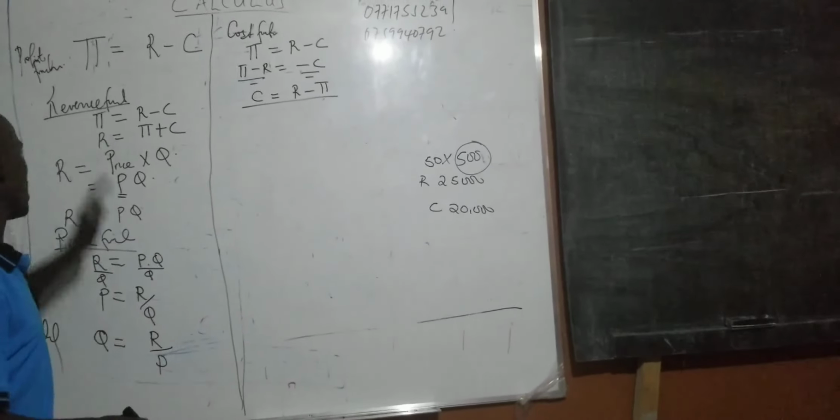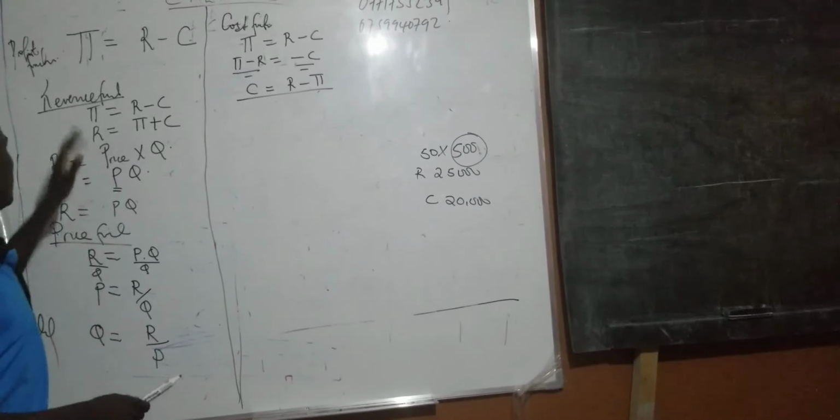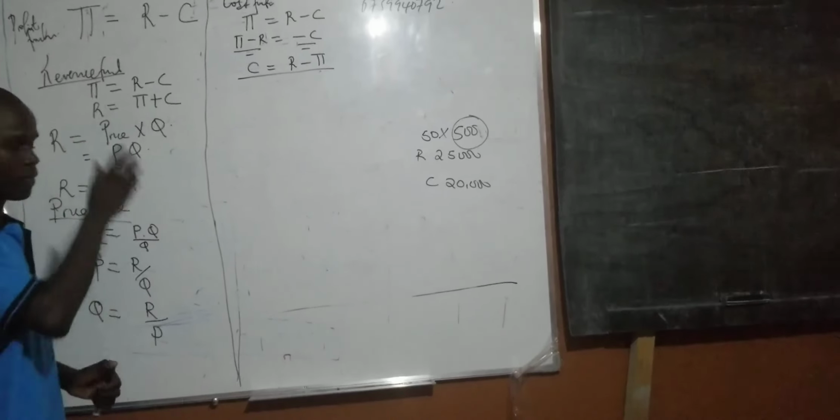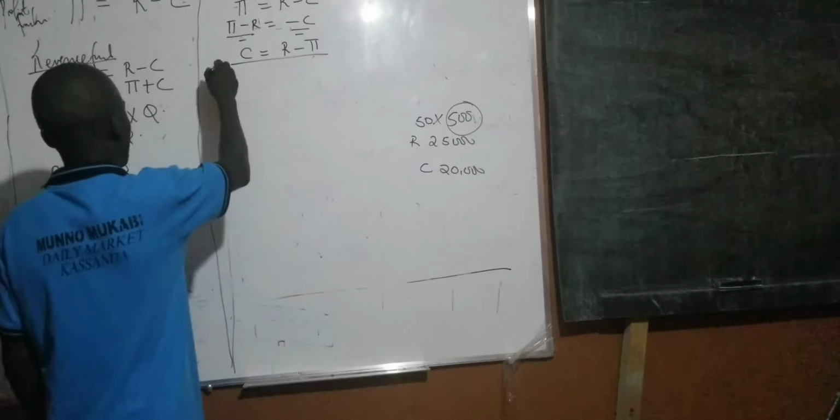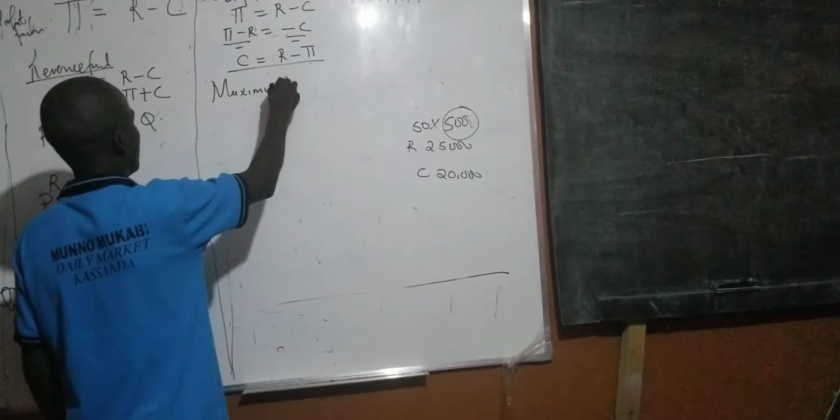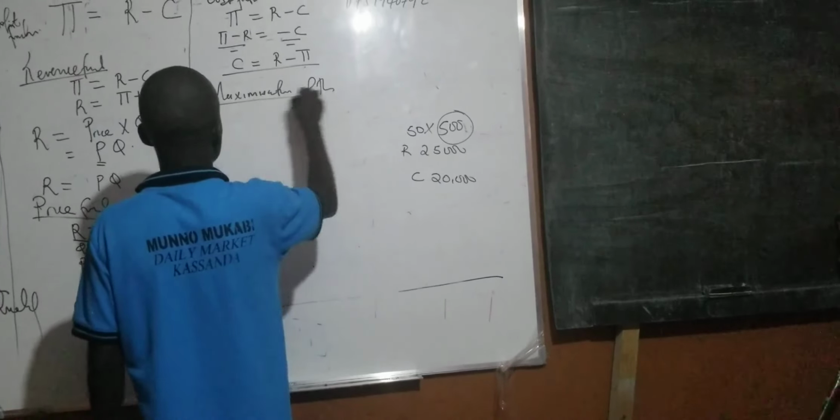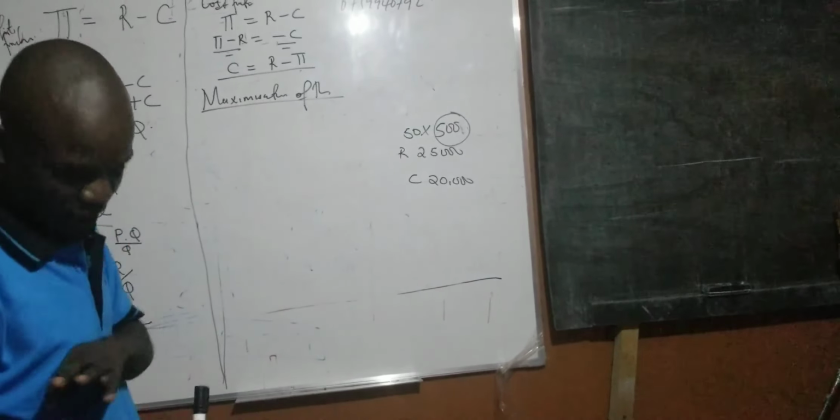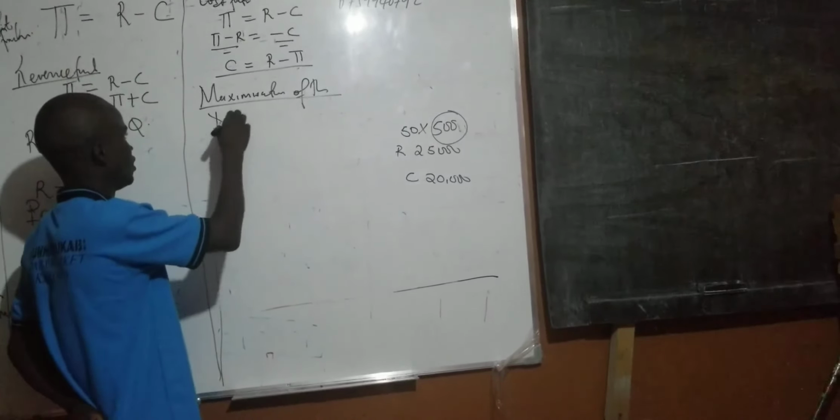So now you know how to get the profit function, the revenue function, the price, the quantity, and the cost function. Then, maximization of these functions. How do you maximize a function? To maximize a function, there are 3 steps. One, differentiate.